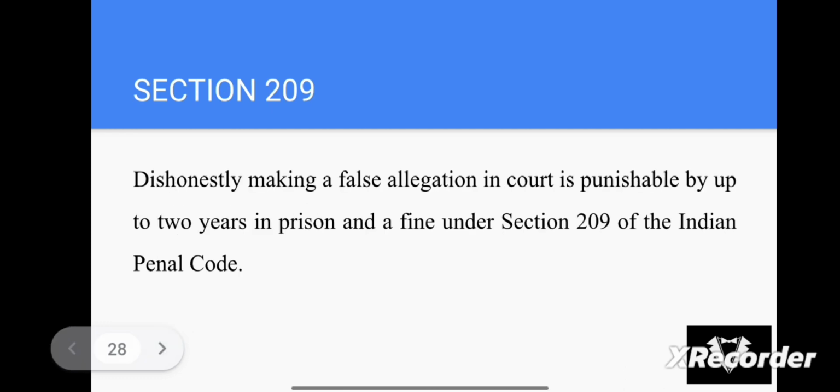Section 209. Dishonestly making a false claim in court is punishable by up to 2 years in prison and a fine under Section 209 of the Indian Penal Code.